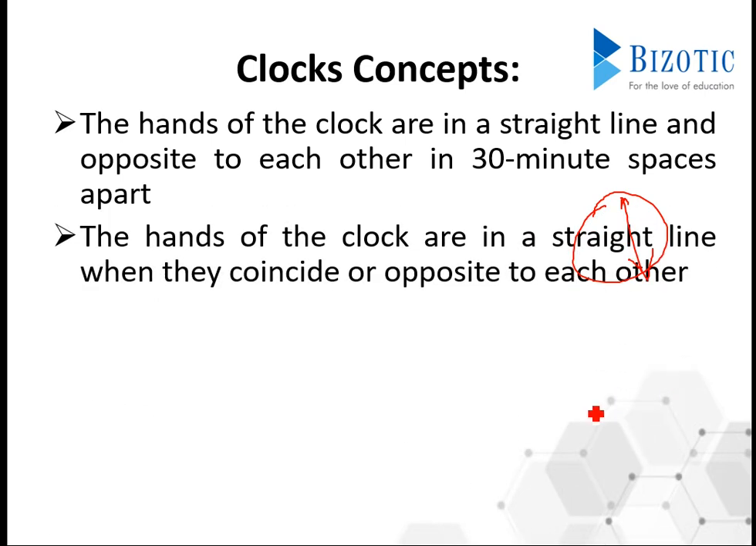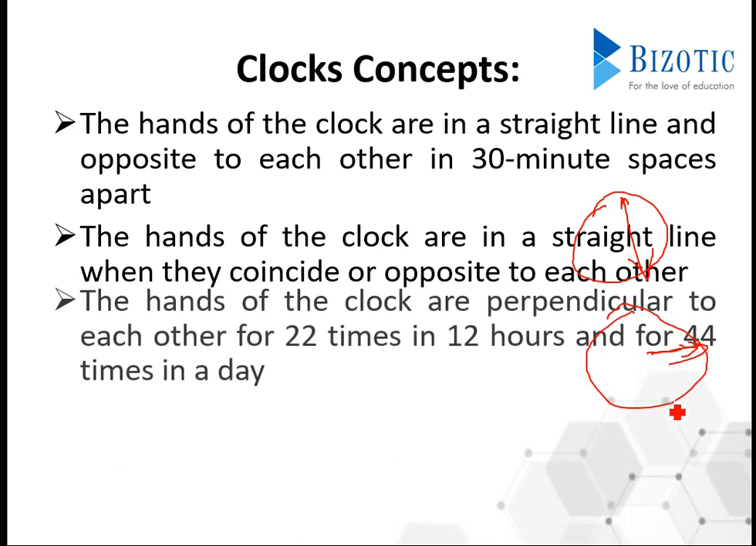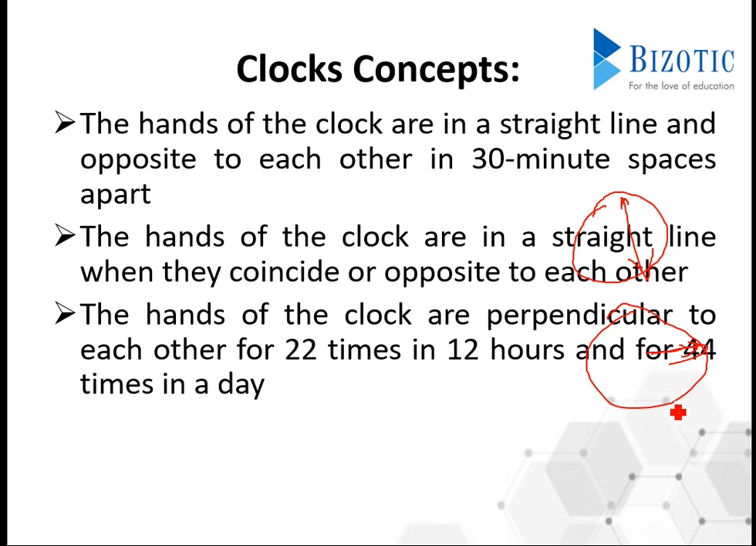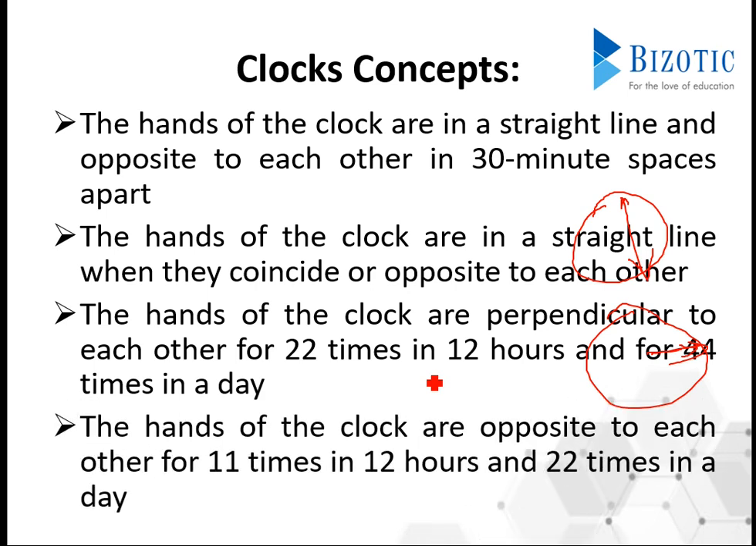The hands of the clock are in a straight line when they coincide or are opposite to each other. So again, when it is 3:15, they will coincide at different intervals and times. The hands of the clock are perpendicular to each other 22 times in 12 hours and 44 times in a day. And the hands of the clock are opposite to each other 11 times in 12 hours, so of course 22 times in a day. These are all things which you don't need to calculate, so better you remember these features, which will help you in problem solving.